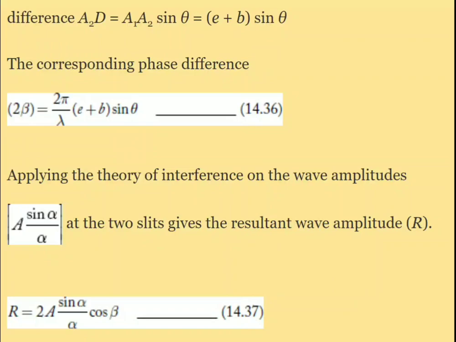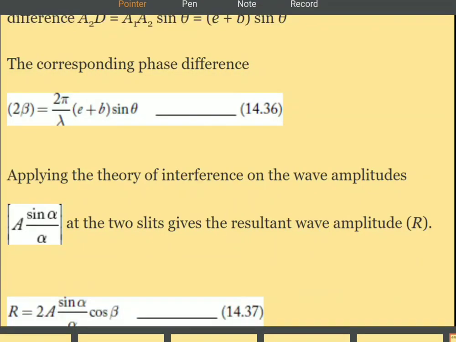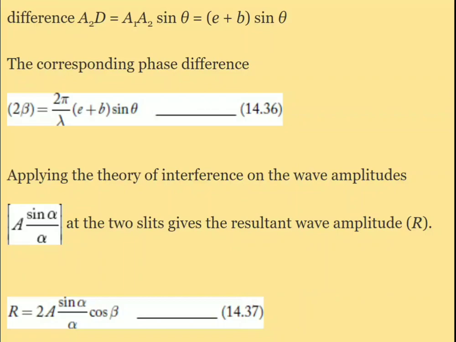Here the phase difference is represented by 2 beta. So 2 beta is equal to 2 pi by lambda into path difference. Already we found that value, that is (e plus d) sin theta. Now substitute in this equation. So here we get the value for 2 beta is equal to 2 pi by lambda into (e plus d) sin theta.